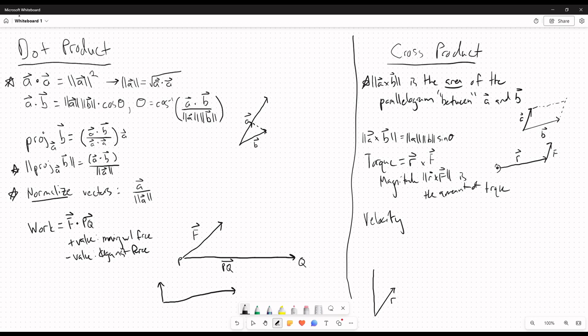So what we're going to do is define a vector. This is an omega. And omega is a vector. These are both vectors. With magnitude given by the angular velocity. So basically, how fast is this thing spinning? And then it points along the axis of rotation.